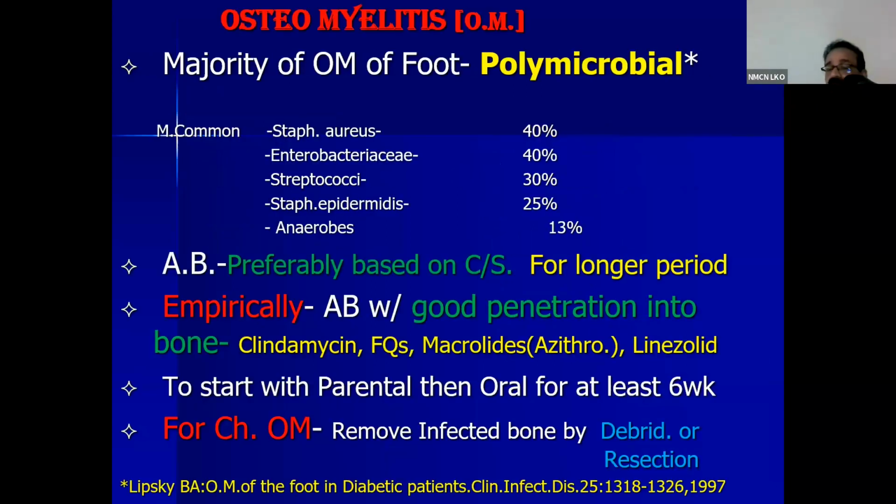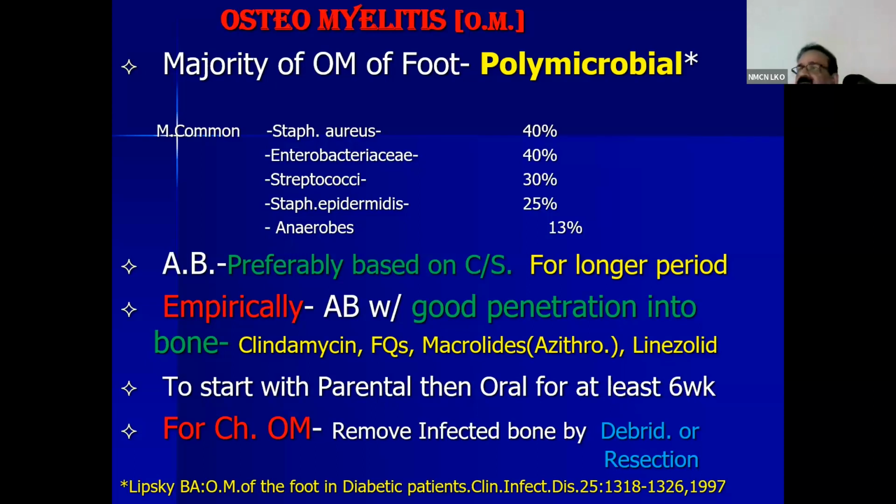Now, a few words about osteomyelitis. As we know, just like the diabetic foot ulcer, they are polymicrobial. Different microorganisms have been shown. Preferably antibiotics should depend upon the culture and sensitivity report, but they should be given for a longer duration, as I told you earlier. And empirically give those antibiotics which have better bone penetration.